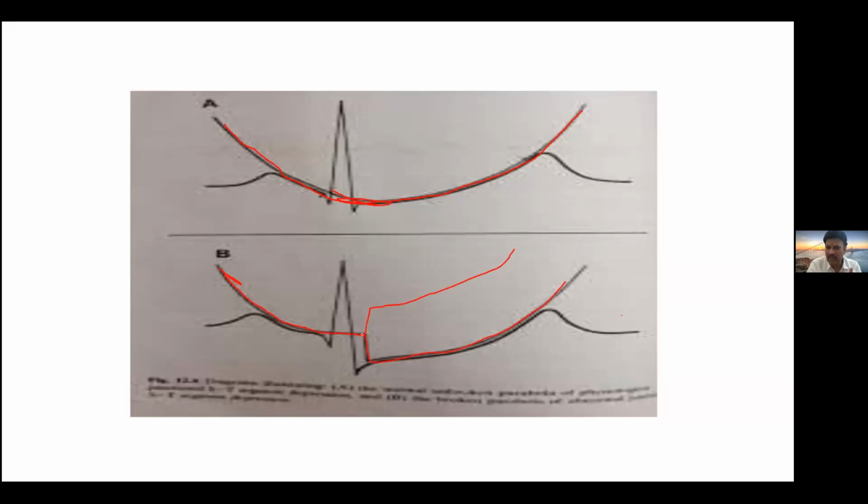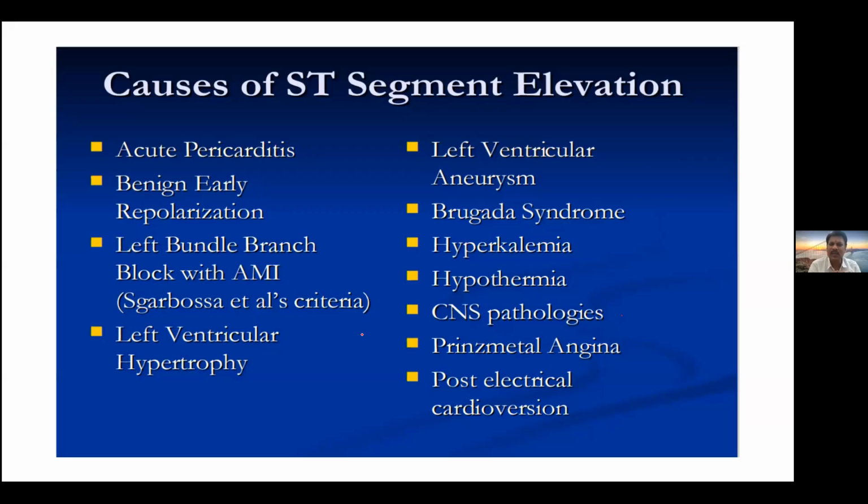So now you have to understand why I am concentrating only on the ST segment. It is simple: if you understand this, acute MI becomes very simple. So what are the causes of ST elevation? Having known how it comes, we'll see the causes of ST elevation. Everybody knows acute MI is the common cause. But what other causes? It is not the only one. Acute pericarditis can cause ST elevation. A simple early repolarization, even a routine ECG, can have ST elevation.